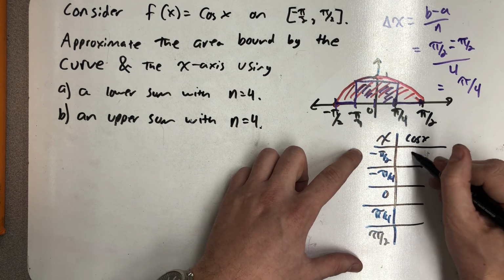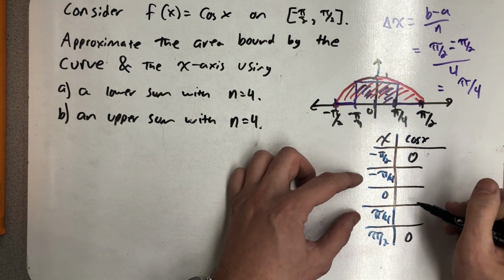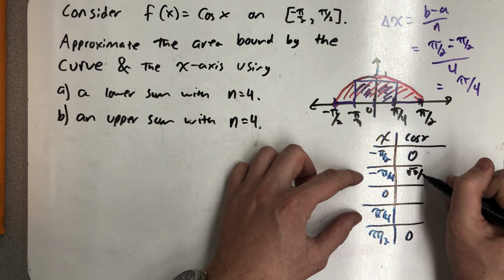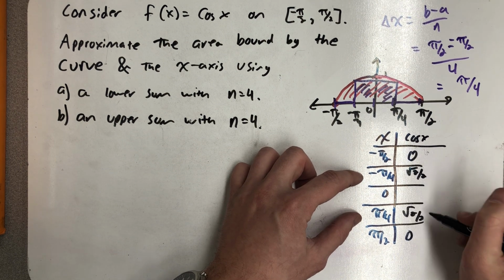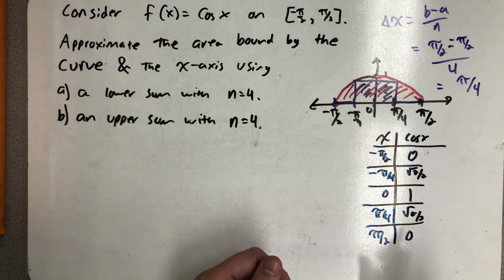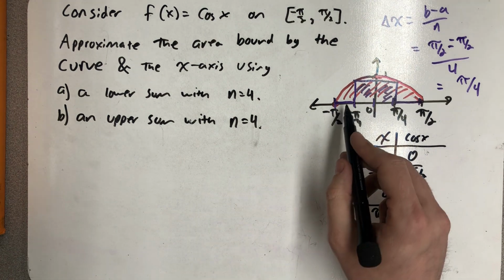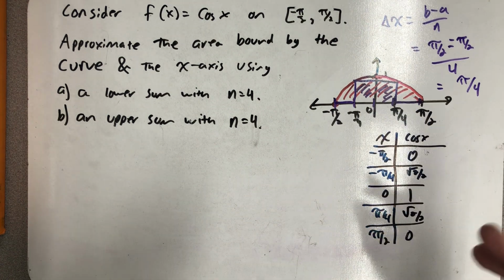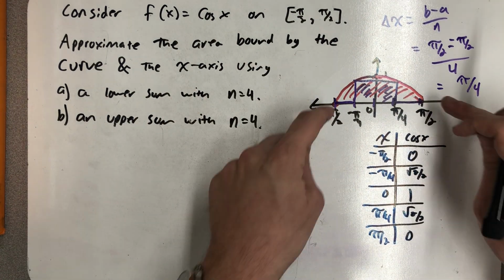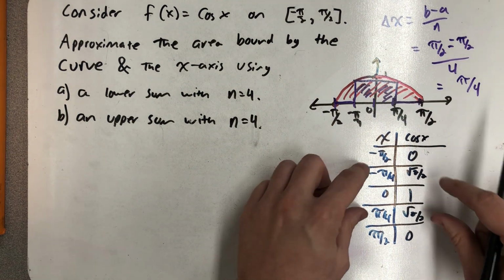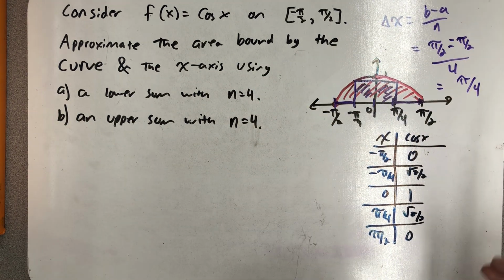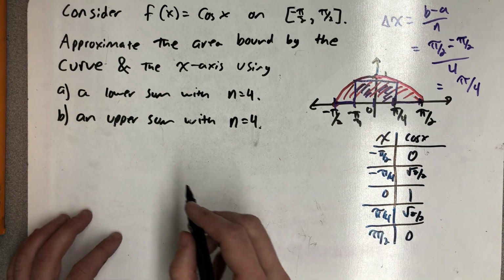Cosine of pi halves and minus pi halves is 0. At pi fourths and minus pi fourths, we have root 2 over 2. And at 0, we have 1. Well, what I see in this diagram are two rectangles with no height, because the minimum value on their respective intervals is actually 0. And then I have two rectangles that actually have a height of root 2 over 2.